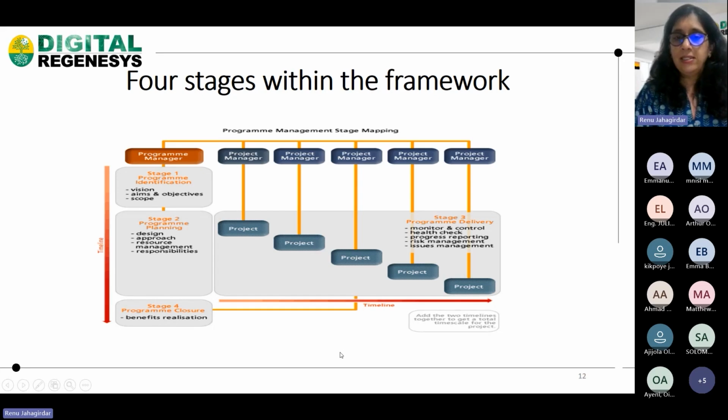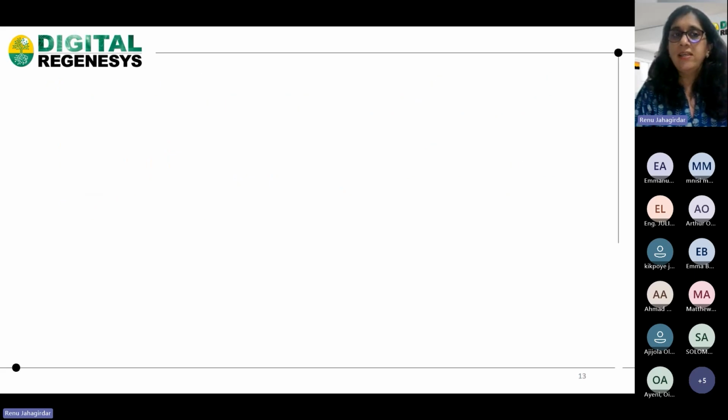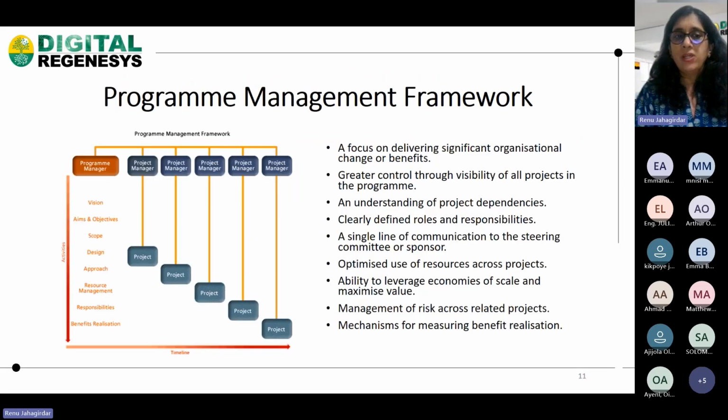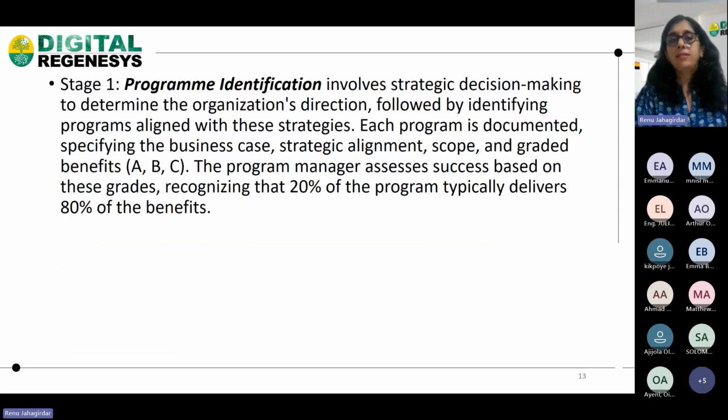Okay, let us see what it is. Stage 1, what are we discussing here? We are discussing 4 stages within the framework. Okay, what are the 4 stages within the framework? This is what we are trying to understand.